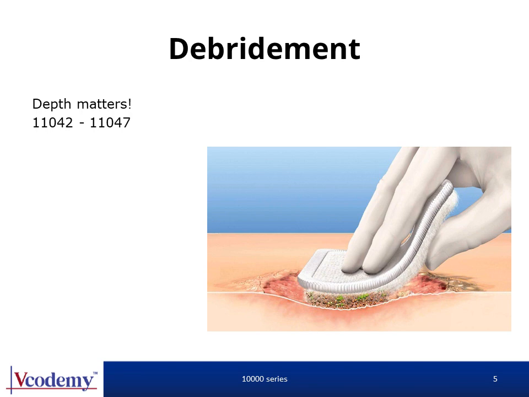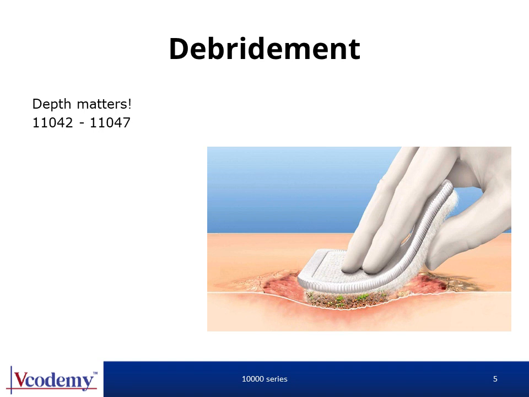Coming to debridement, here depth matters. Debridement is the removal of necrotic tissue, exudate, bacteria, and metabolic waste from a wound in order to improve or facilitate the healing process. The definition is given there in the book. Code range is 11042 to 11047. Wound debridement codes are reported by the depth of the tissue that is removed and by surface area of the wound. These services may be reported for injuries, infections, wounds, and chronic ulcers.